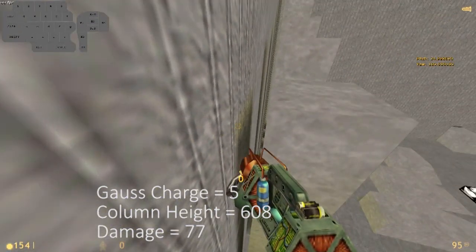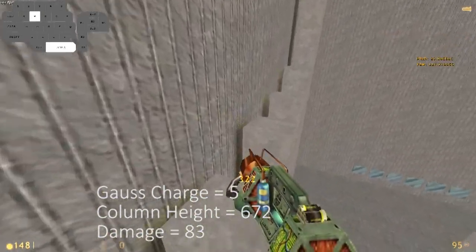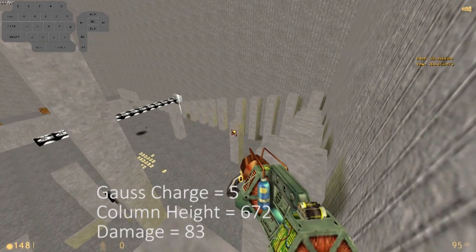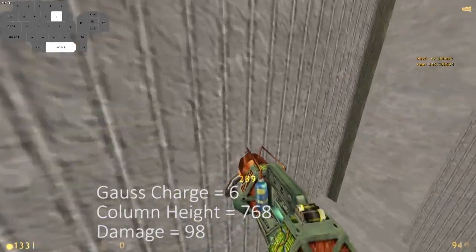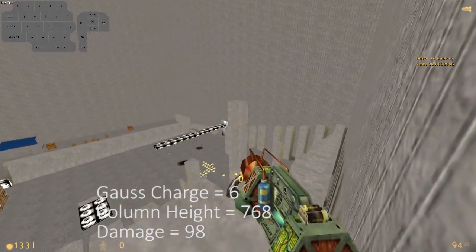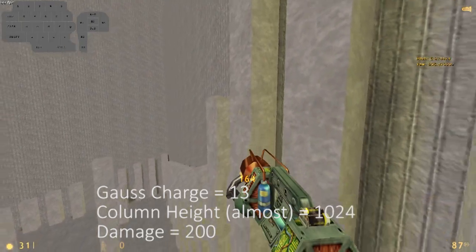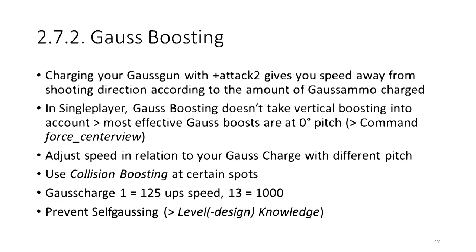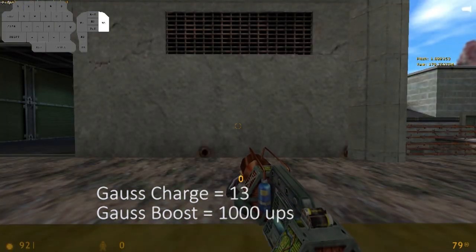Because you usually have to look at your health management, higher Gauss charges won't be possible to use most of the time. Also, the higher your Gauss charge, the thicker the wall needs to be to reflect it back. Charging up your Gauss gun, you can shoot behind you and give yourself a horizontal boost into the direction you're traveling.